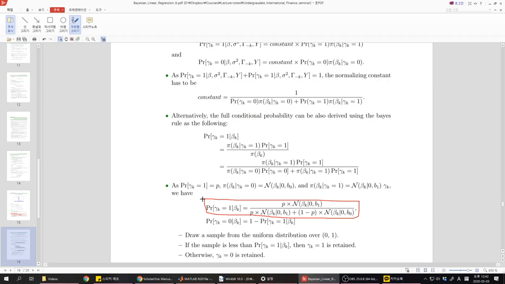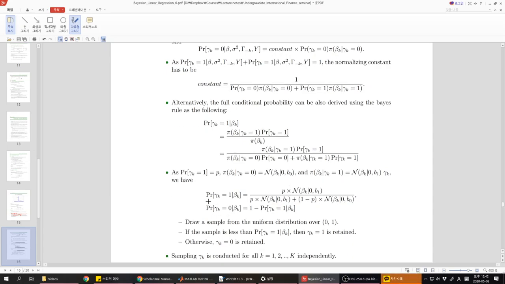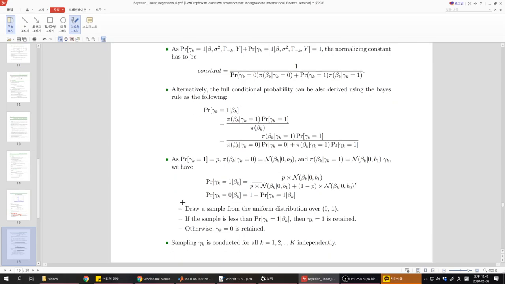Gamma k equals 1, and the probability that gamma k equals 0 is 1 minus the probability that gamma k equals 1. So how do we generate gamma k using these probabilities? Again, gamma k is discrete, not continuous. Sigma square and beta are continuous random variables, while gamma k is a discrete random variable.